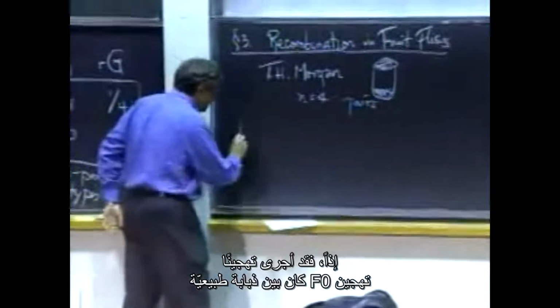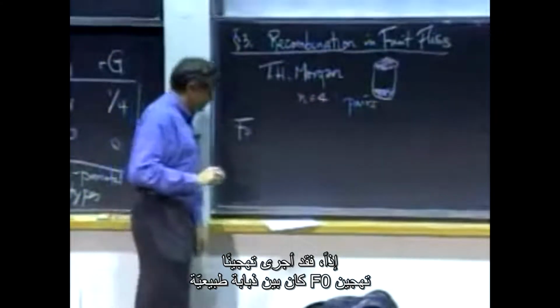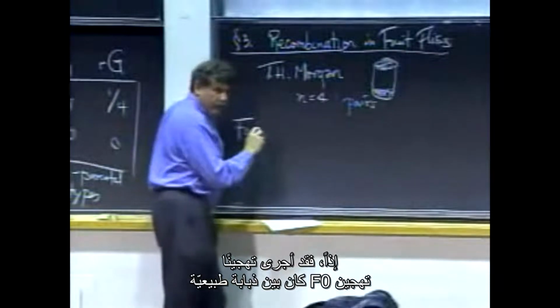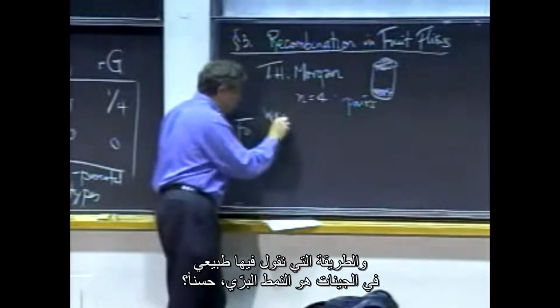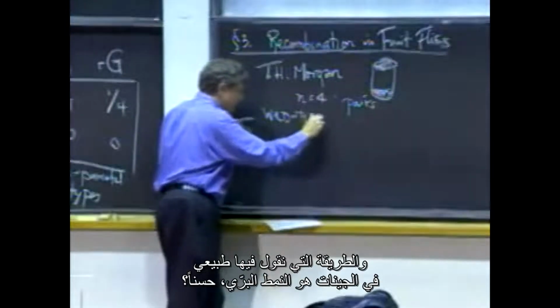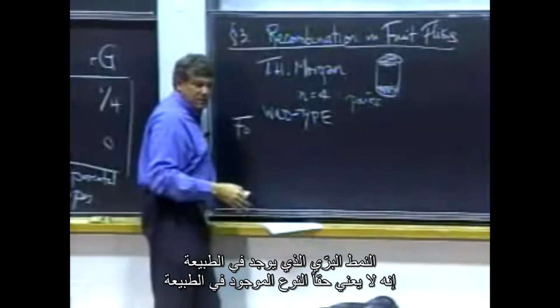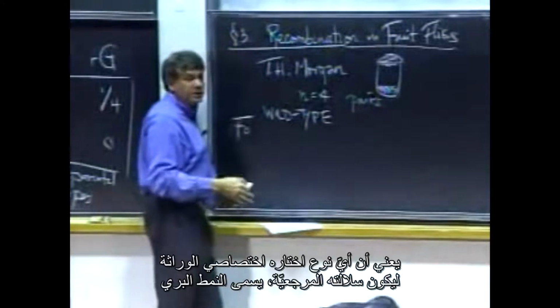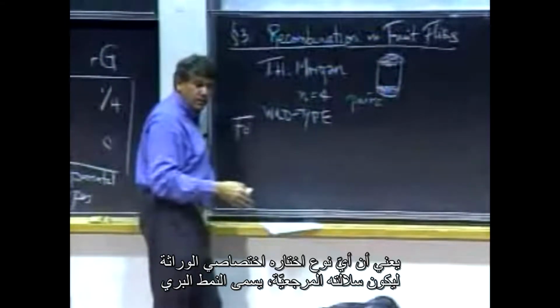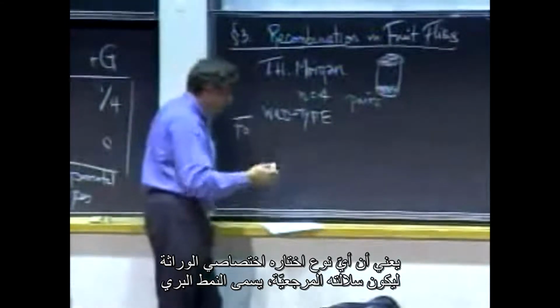So he set up a cross. The F0 cross was between a normal fly, and the way we say normal in genetics is wild type. Wild type, that is the type in the wild. It actually doesn't mean that. It means it's whatever type the geneticist has chosen as his or her reference strain, but it's called wild type.